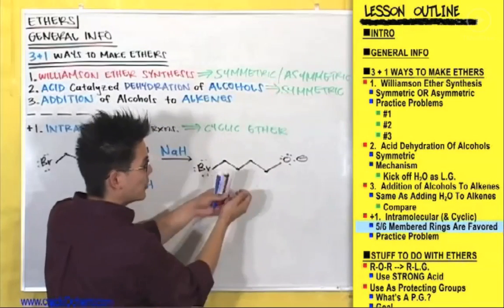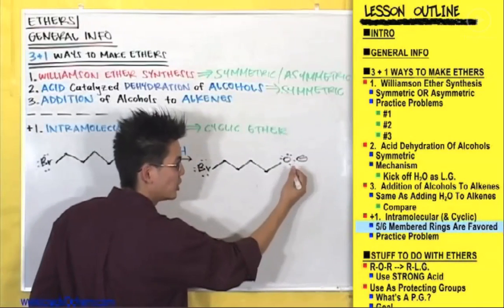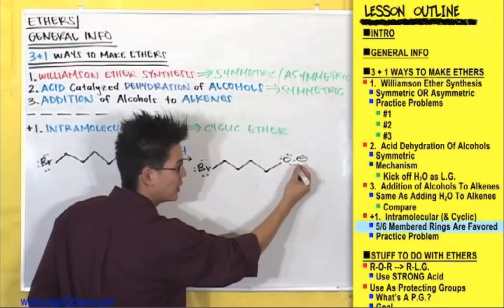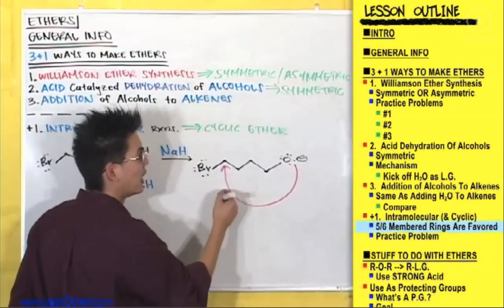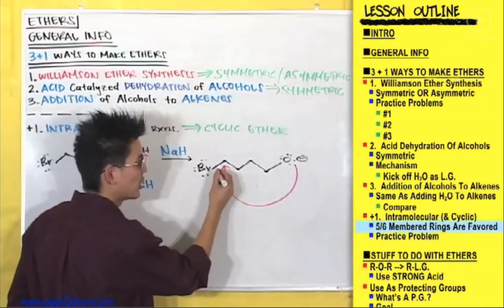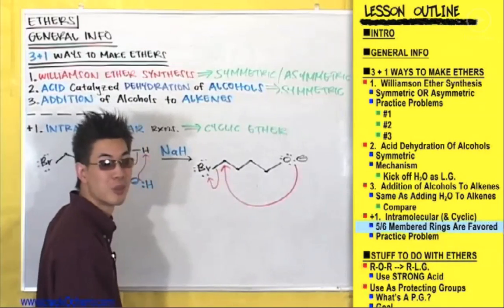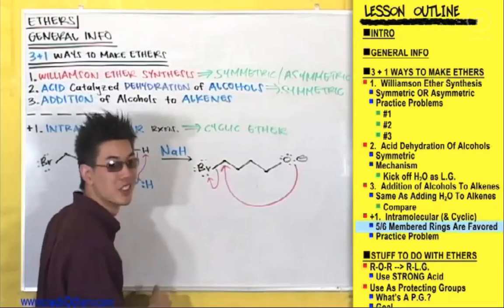Let's curl up this compound so that I can get closer to you. So this oxygen is going to use one of its lone pairs to come and attack that carbon, share electrons with that carbon, and kick off this bromine. Let's draw out what the result of this is going to be.